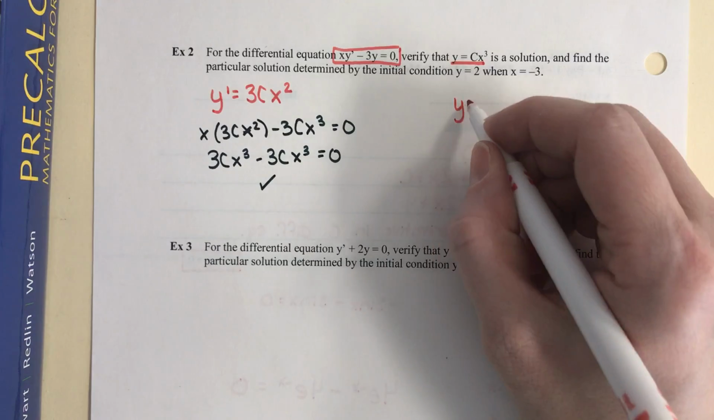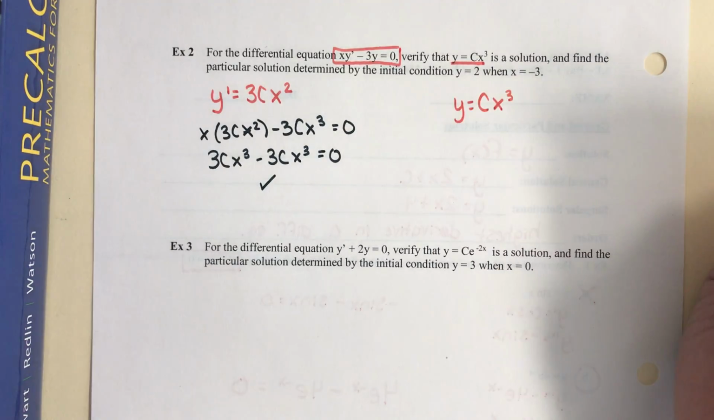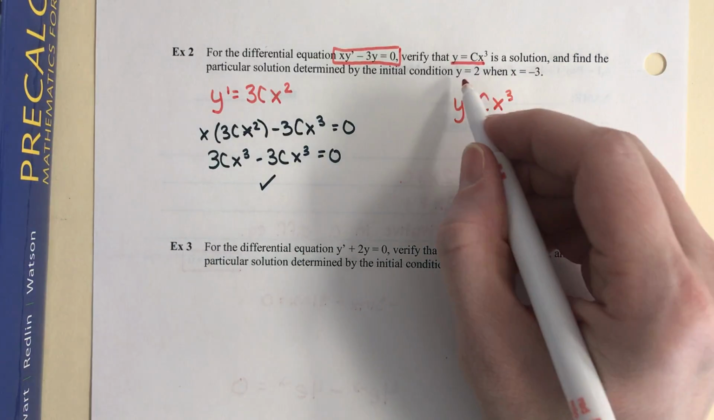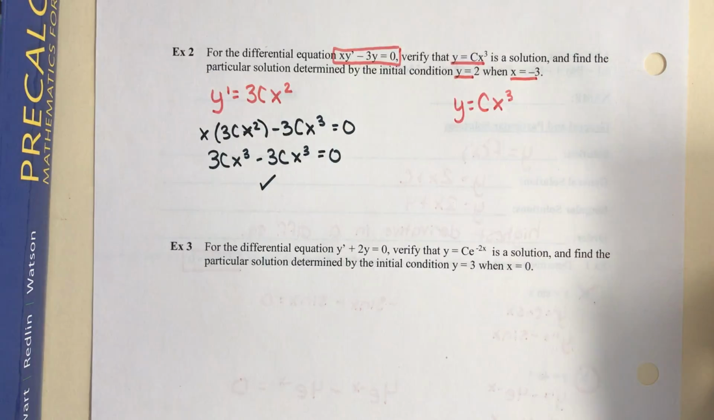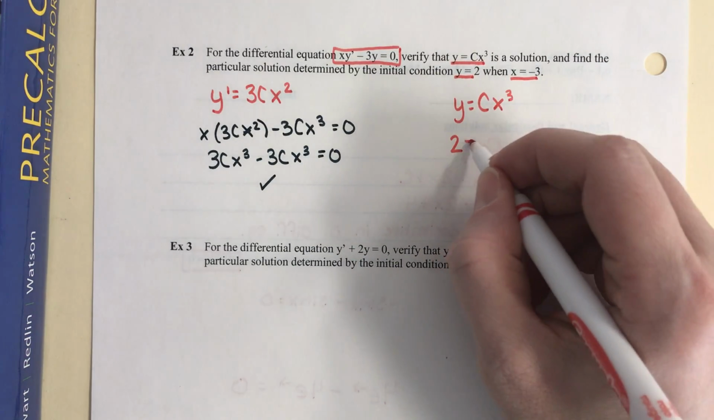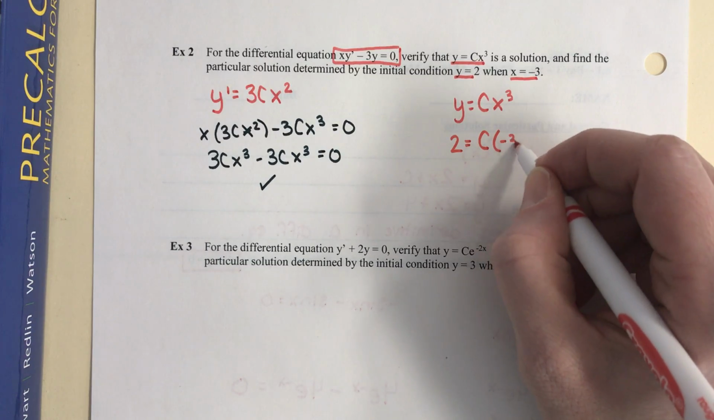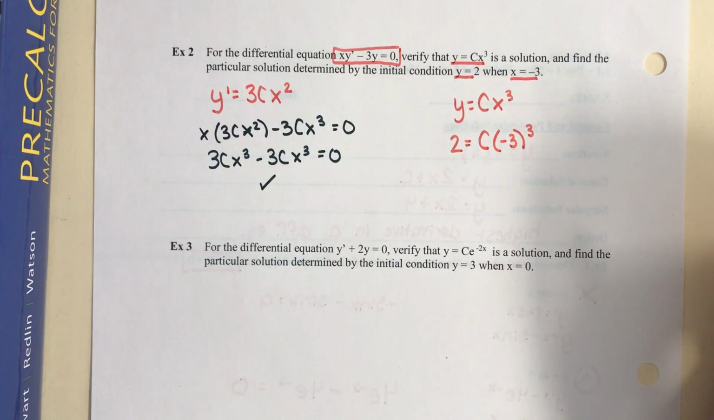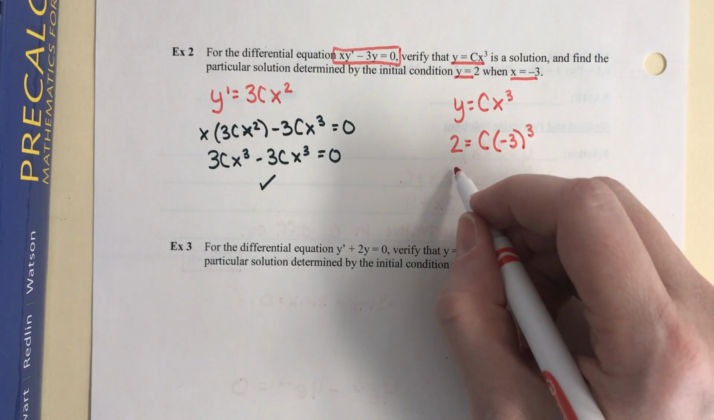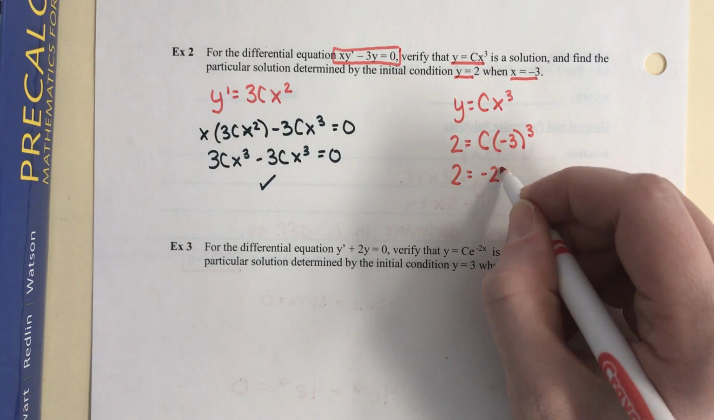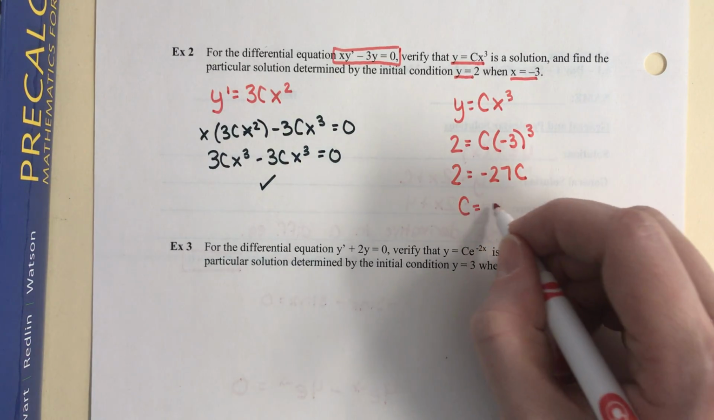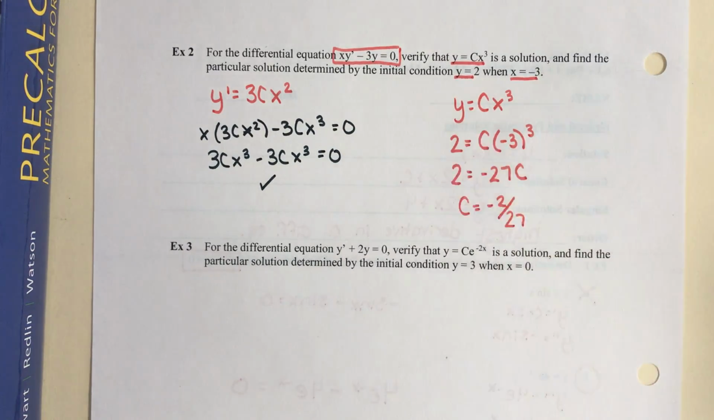I know y equals c x to the third, but that's just a general solution. So I'm given some points. Y equals 2 when x equals negative 3. So I'm going to plug in 2 for y, negative 3 for x. Negative 3 cubed is negative 27. So c would be negative 2 over 27.